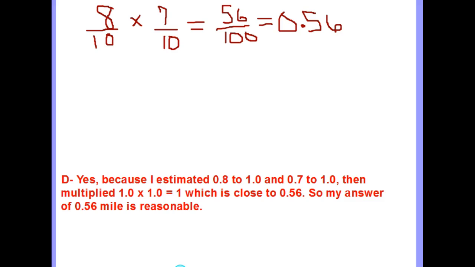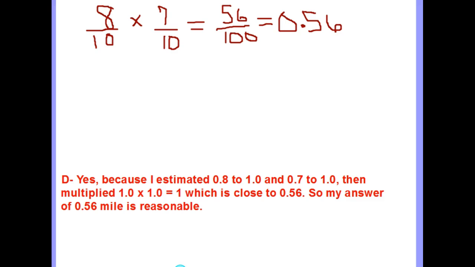The question asked in our defense is, does our answer make sense, and explain why. Yes, because I estimated 8/10 to 1, 7/10 to 1. And then we multiply 1 times 1, and it's going to equal 1. And that is close to 56 hundredths. So your answer of 56 hundredths of a mile is reasonable. Okay?